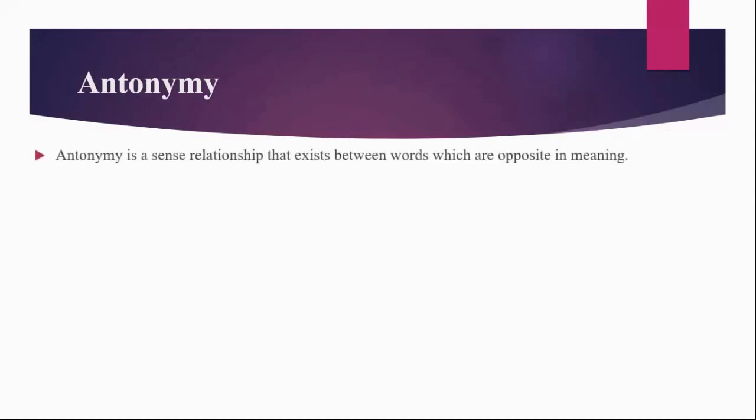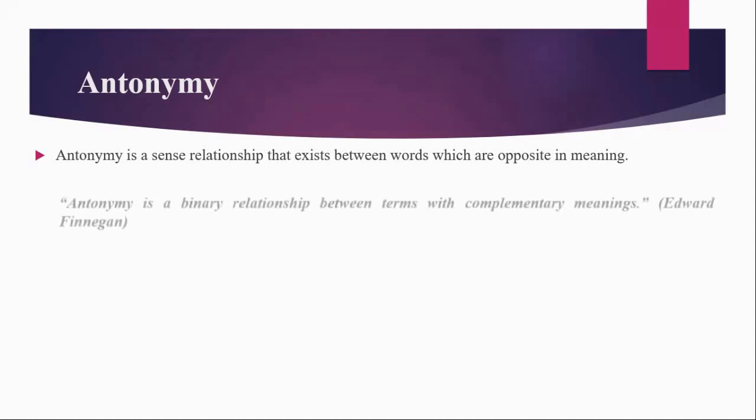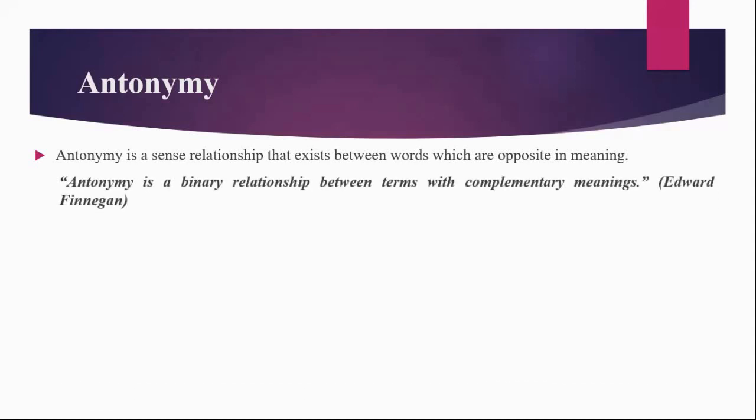Now, I know that you are all familiar that antonyms are basically words carrying opposite meanings, but there are some degrees of antonymy that I want you to understand. So let's begin. Basically, synonyms and antonyms are called a sense relationship. So antonymy is a sense relationship that exists between words which are opposite in meaning. All right. Antonymy is a binary relationship between terms with complementary meanings.